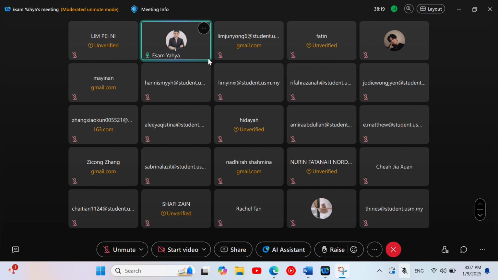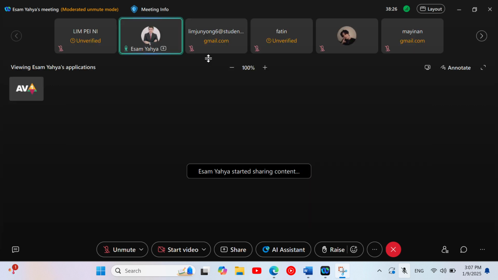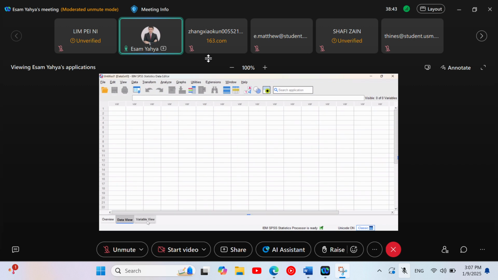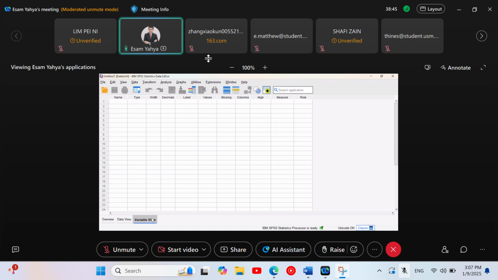So I will share the screen of the SPSS software. I will assume that everyone knows this software and the basics of it. If you have any question, you can just directly speak up. As we all know, in this software we have two options: the variable view and the data view. In order to create the columns and rows, we need to use the variable view. Okay, so I will start with entering the data.